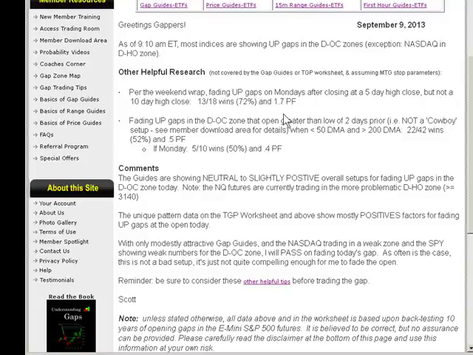So it shows a 2-day momentum pattern. That was not the case today. We opened above the low of 2 days prior, so not a cowboy setup. That was a big risk factor when combined with a 50-day moving average historically. Bottom line, neutral to slightly positive overall setups, because the NASDAQ and Russell show some good indices.